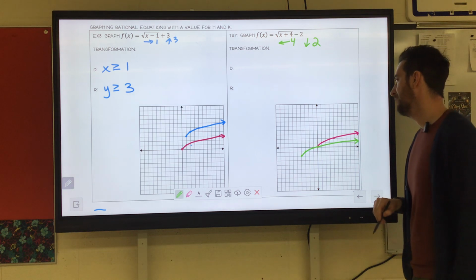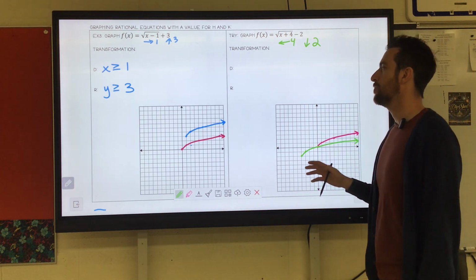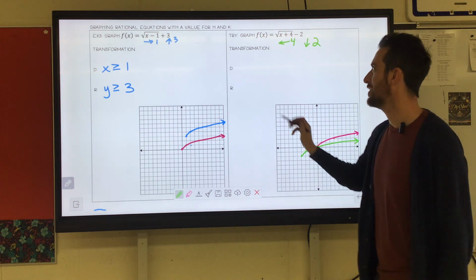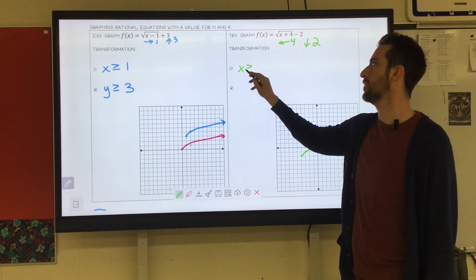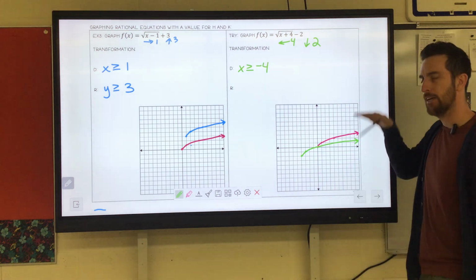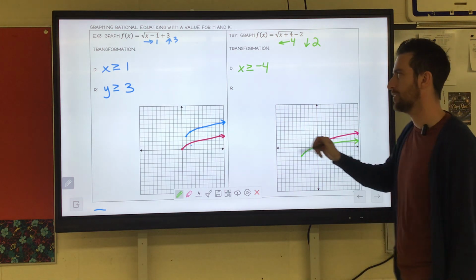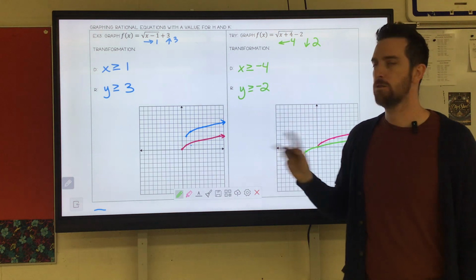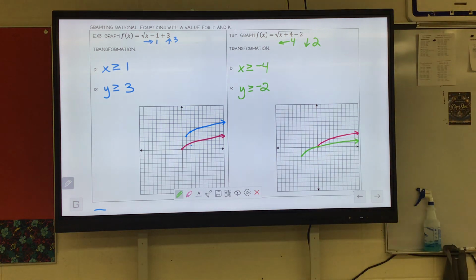Wow. All right. So if domain is our x's, our left and right, the furthest to the left it goes is -4. Everything else has to be greater than or equal to that. Up and down is the range. The lowest this hits is -2. Y greater than or equal to -2. That's it, man. We're done today.